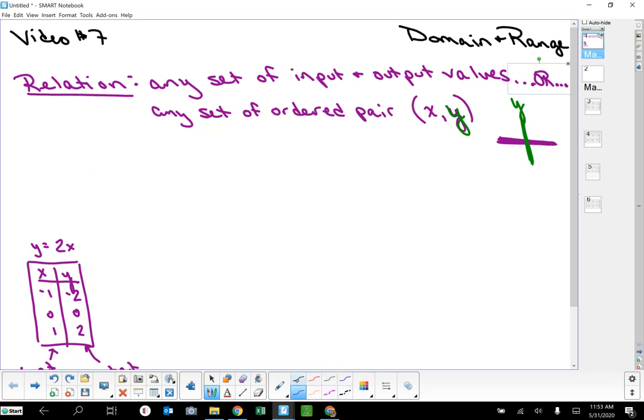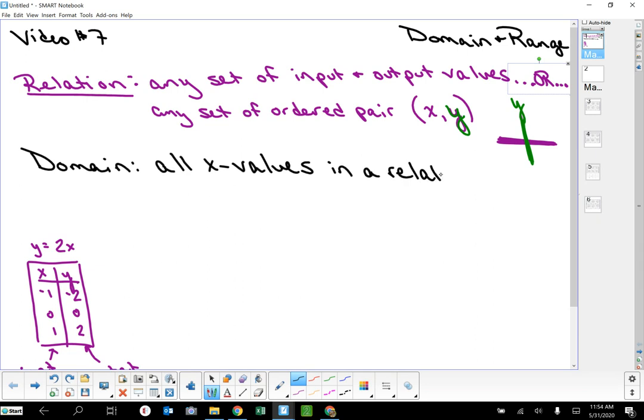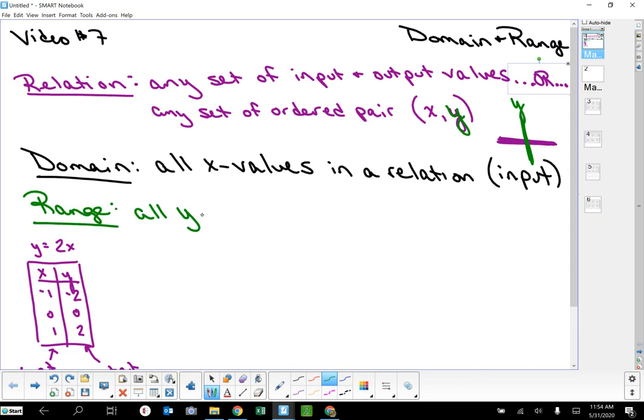Okay, next, in a relation, your domain is all of your X values, so they are also your input values. Okay, that's your domain. Your range is all of your Y values in a relation, or your output values.